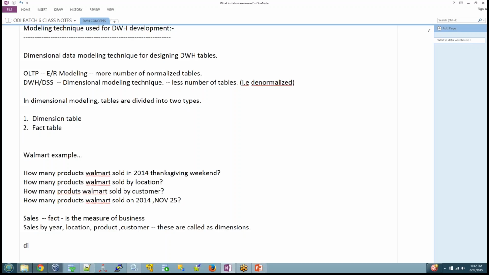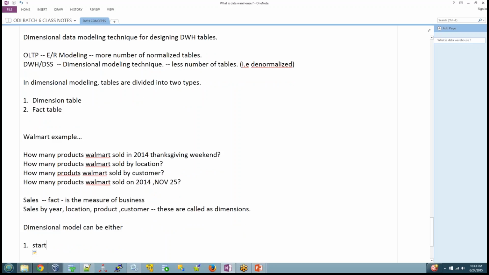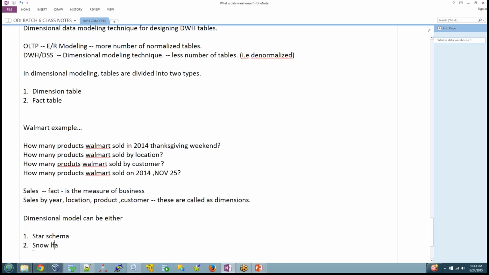So the dimensional model can be either a star schema or a snowflake schema. The dimensional modeling contains only two tables, dimension table and fact table. But what is the star schema and what is the snowflake schema? The star schema means the way we are organizing the tables. Let's see.